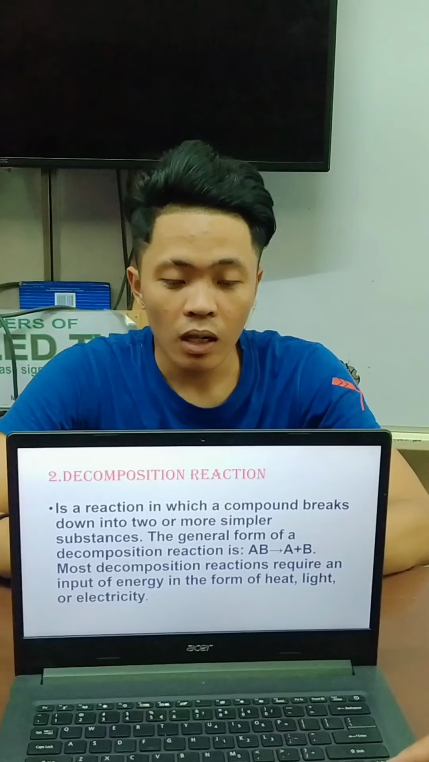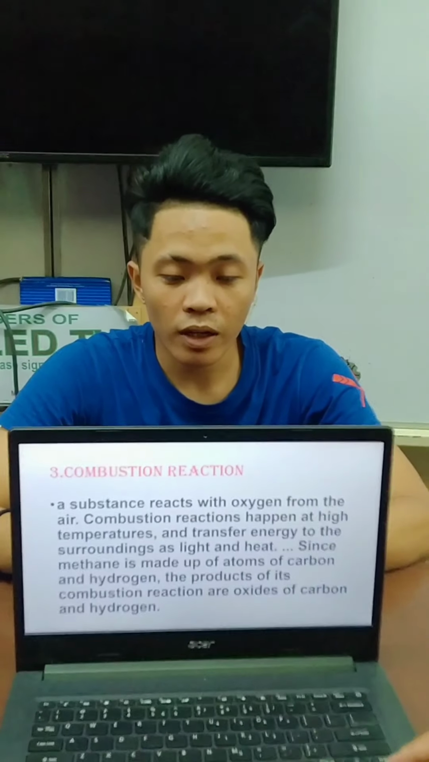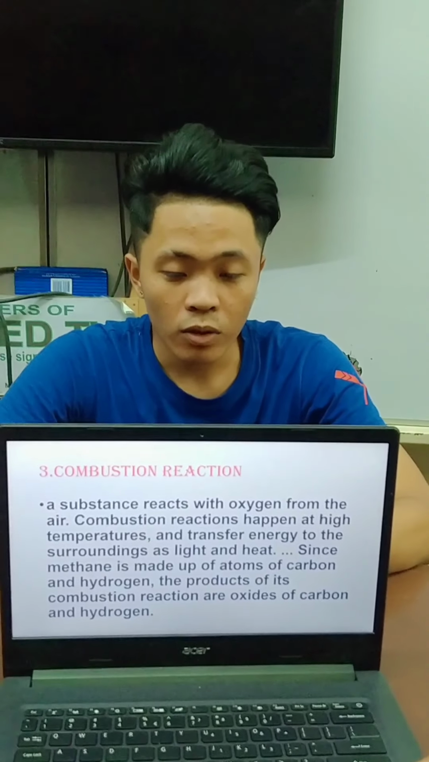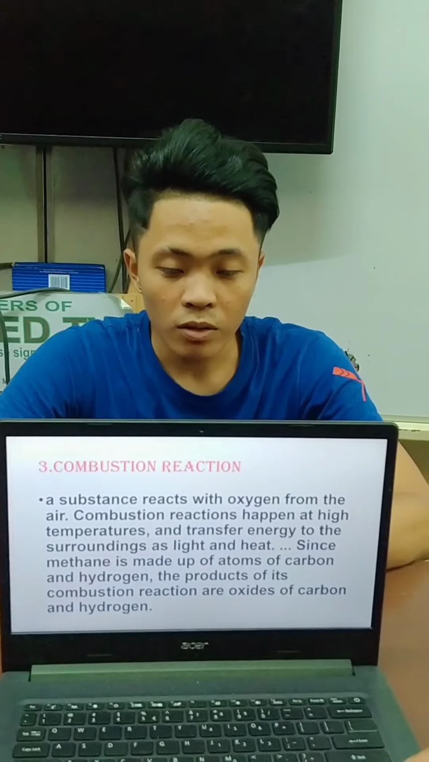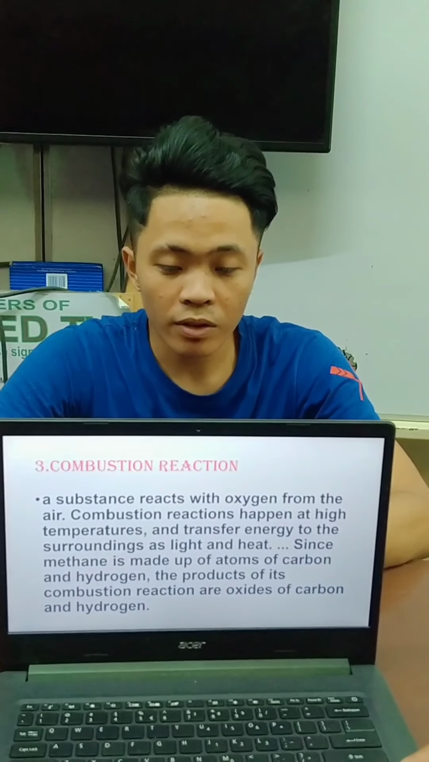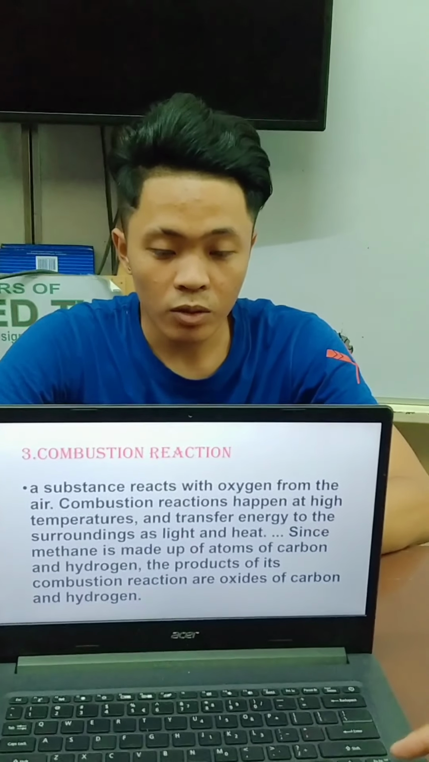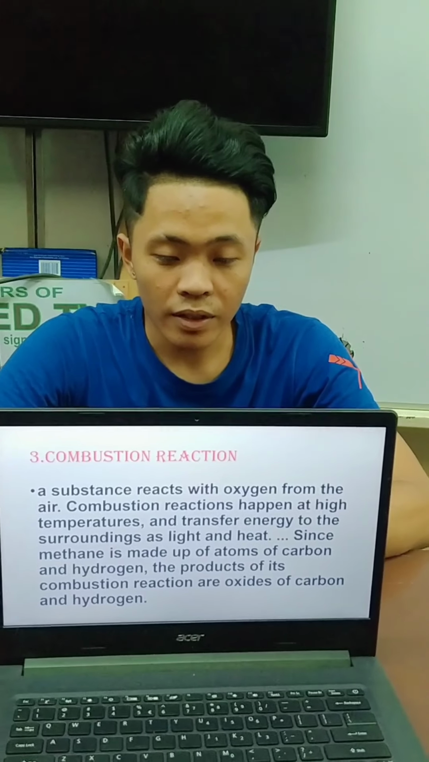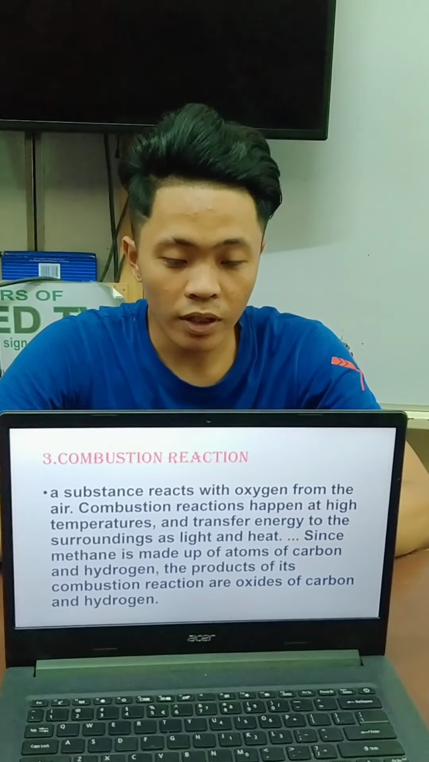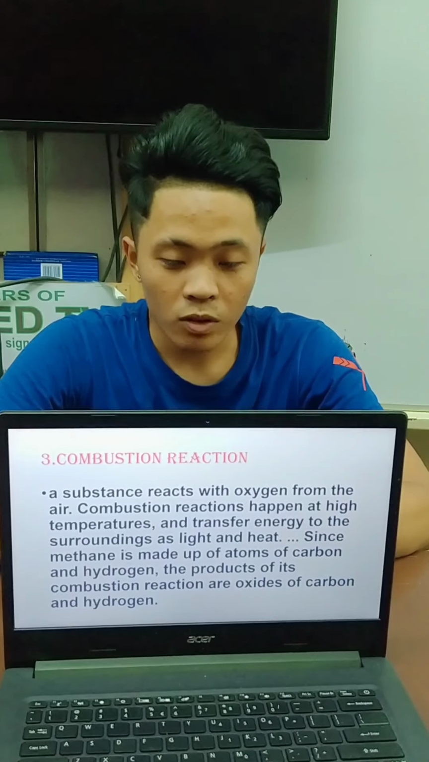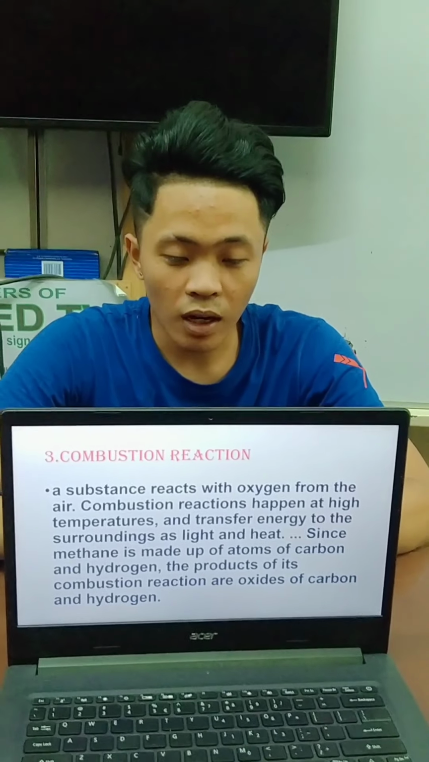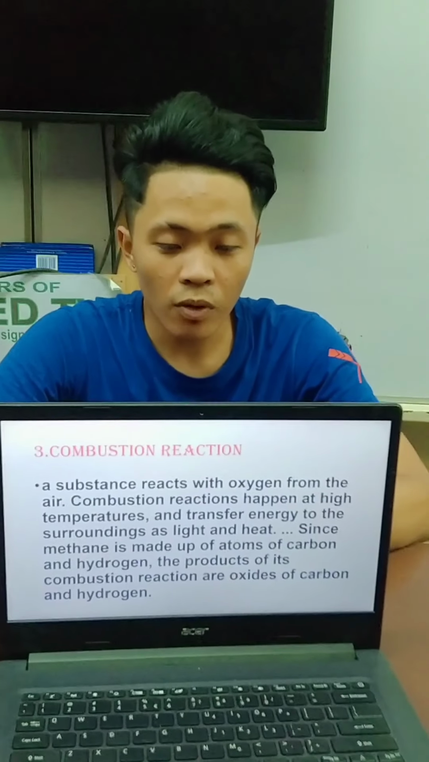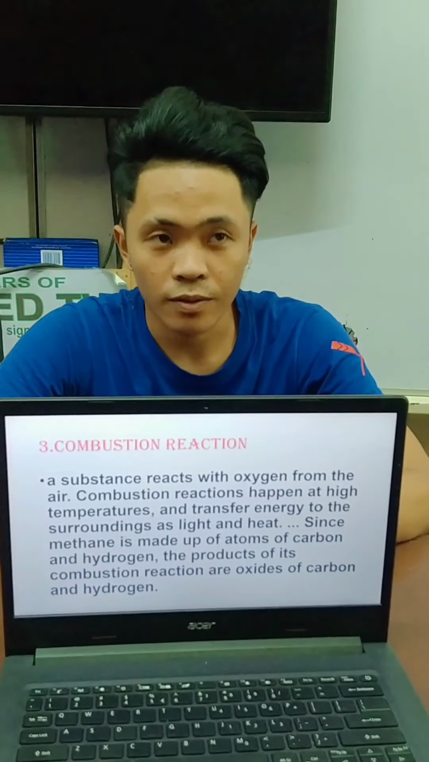The third type of chemical reaction is the combustion reaction. In a combustion reaction, a substance reacts with oxygen from the air. Combustion reactions happen at high temperatures and transfer energy to the surroundings as light and heat. Since methane is made up of atoms of carbon and hydrogen, the products of its combustion reaction are oxides of carbon and hydrogen. And here's an example of a combustion reaction.